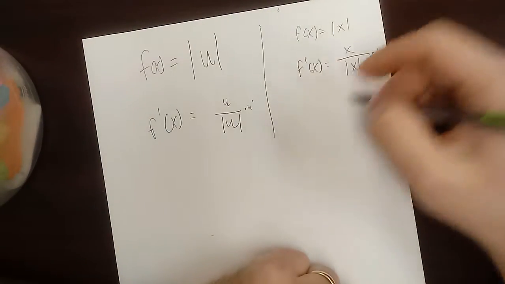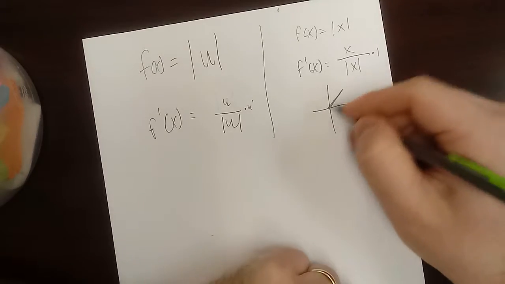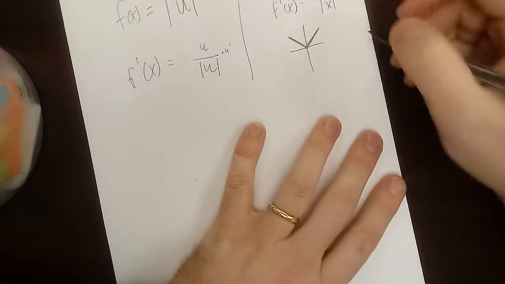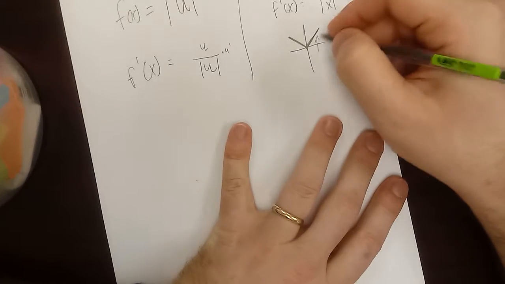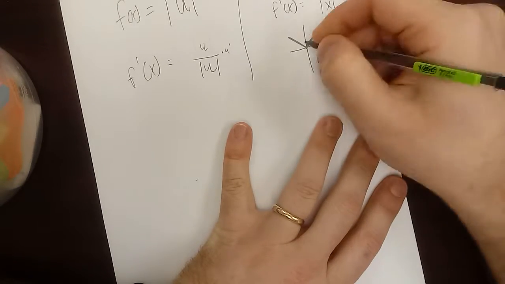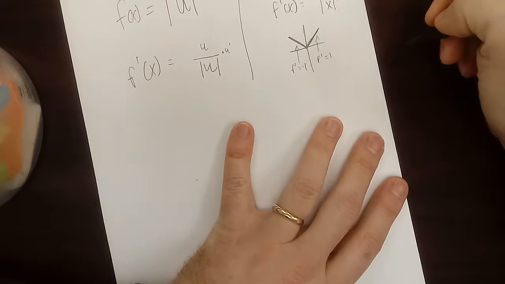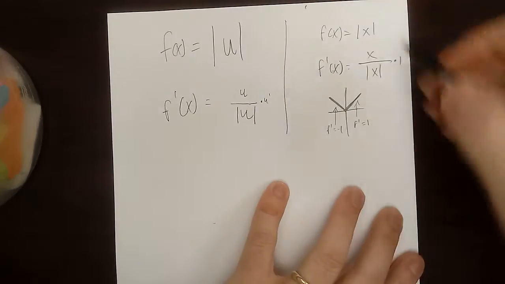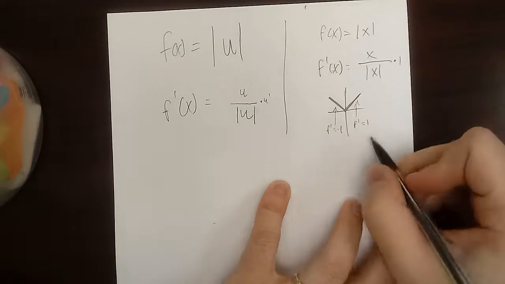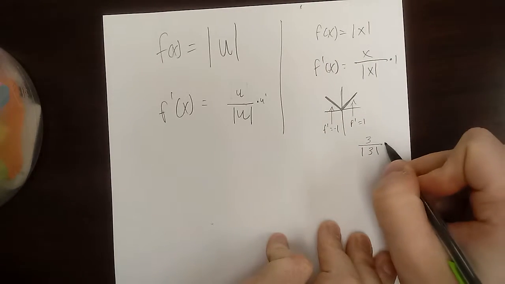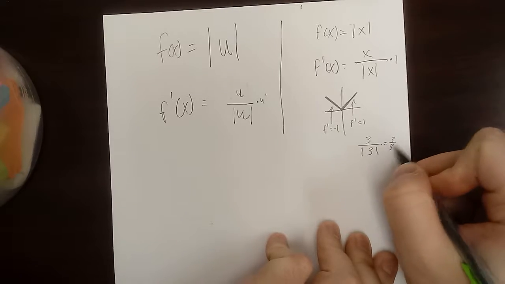Let's talk about the absolute value of x. It looks like this, a V. If we look over here, f prime here is equal to 1, and f prime here is equal to -1. If we use that formula and plug in any positive number, like x equals 3 over the absolute value of 3, that is 3 over 3, which is 1.